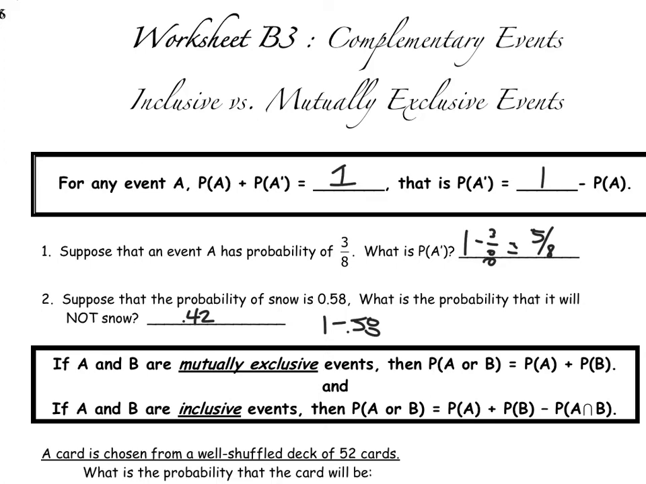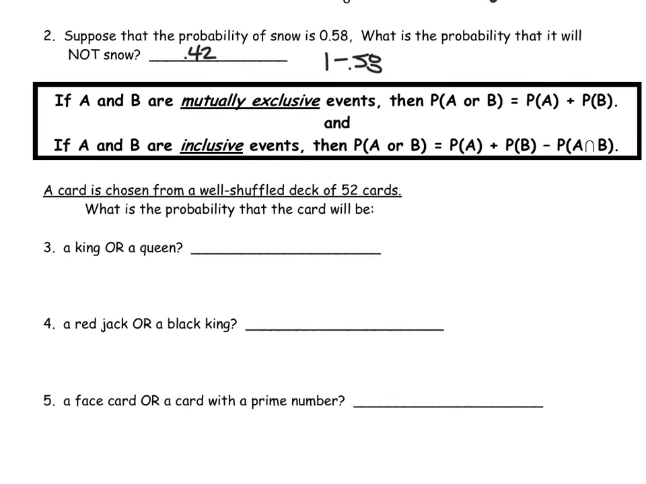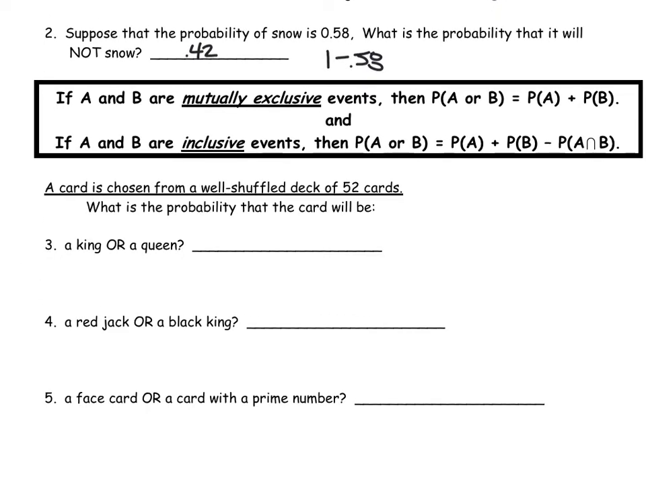Okay, now we're going to look at, again, to kind of review, mutually exclusive events. If A and B are mutually exclusive, that means they're totally separate from each other. One does not affect the other. They're not a part of two groups. They're totally separate.